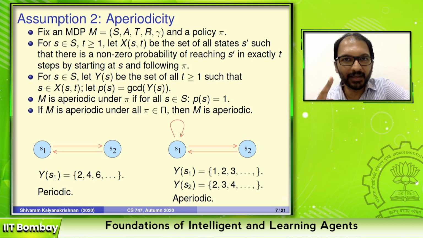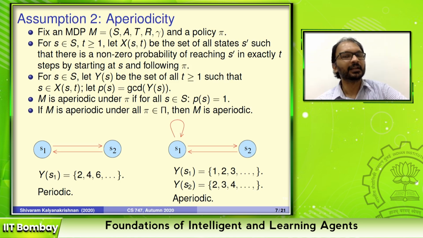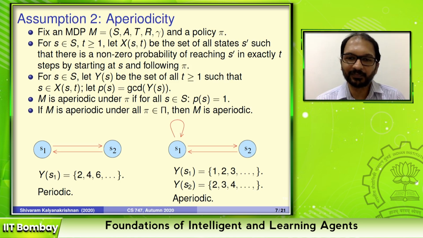So S1's p value, right? P of S1 is just 1. S2's p value is the GCD of 2, 3, 4, 5, right? You can come back from S2 to S2 in 2 steps, 3 steps if you had done one self loop over here, 4 steps, 5 steps. So it doesn't matter that you're starting at 2, right? But the GCD of 2, 3, 4, all the numbers is still 1. And so this is an MDP in which the MDP is aperiodic.